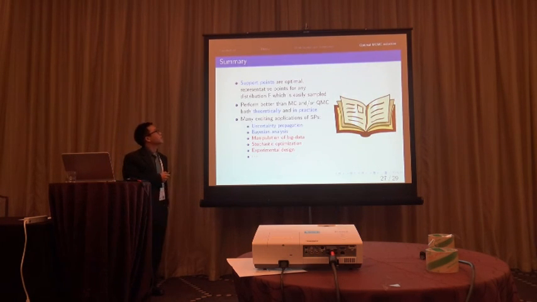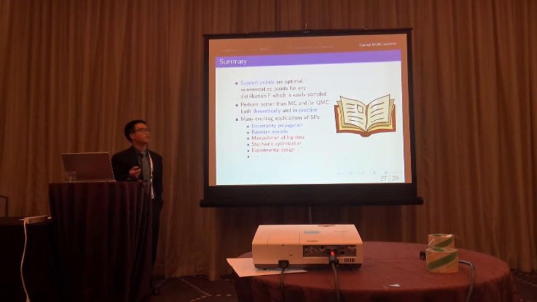Right. So to summarize, support points are optimal representative points whenever the distribution can be easily sampled or when you already have a huge sample. They perform better than Monte Carlo and quasi-Monte Carlo, both theoretically and in practice. And there are many exciting applications for support points. So we talked about uncertainty propagation, we talked about Bayesian analysis, but the same methodology can be used to manipulate and to compact big data sets, large data, right?